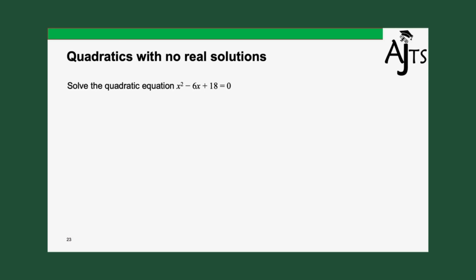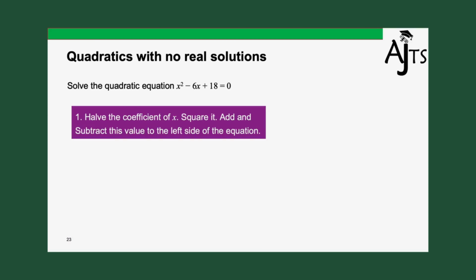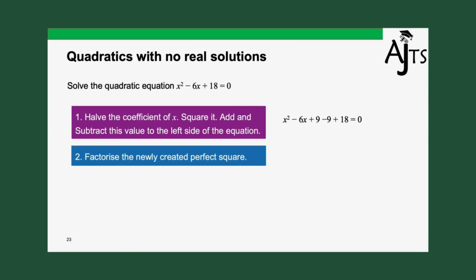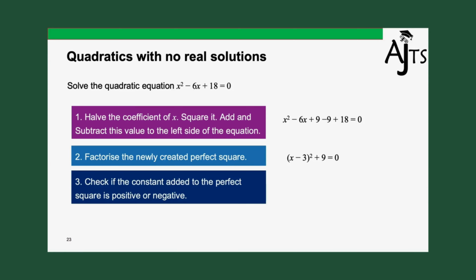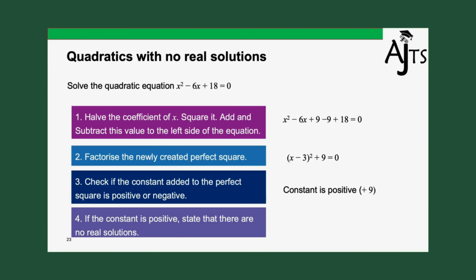Step 1. Halve the coefficient of x. Square it. Add and subtract this value to the left side of the equation. Step 2. Factorize the newly created perfect square. Step 3. Check if the constant added to the perfect square is positive or negative. Step 4. If the constant is positive, state that there are no real solutions. Hence, since constant is positive, there are no real solutions.